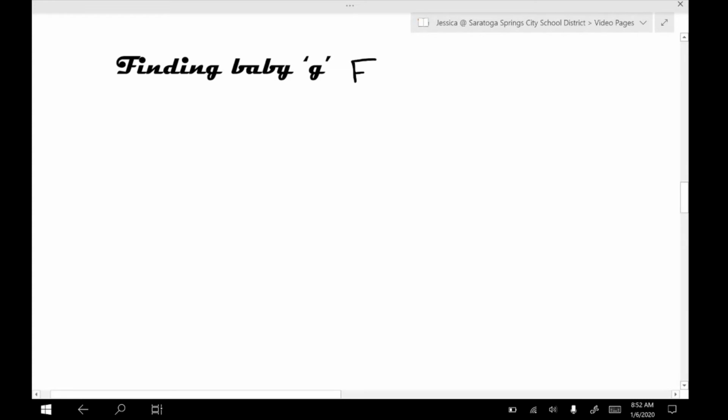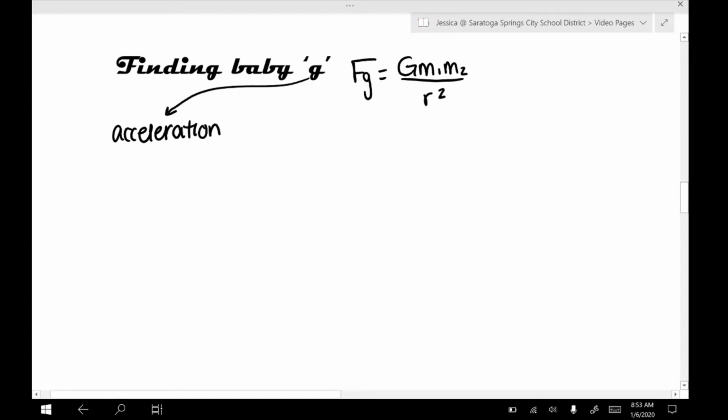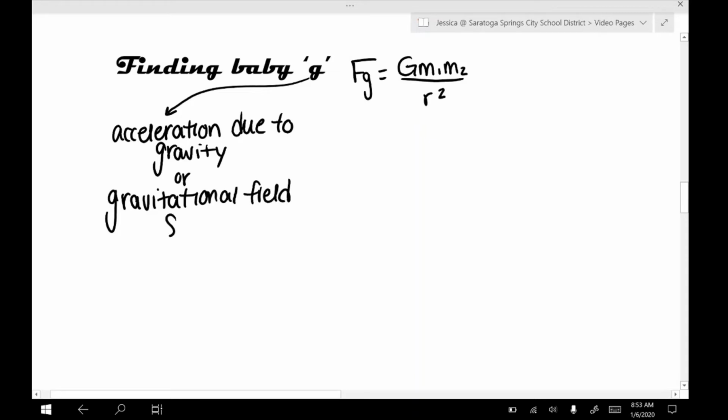All right, so now let's talk about finding baby g. Like I said, we use this new force of gravity equation when we don't know either the acceleration due to gravity, oops, that's not g squared, or the gravitational field strength. So remember, g means acceleration due to gravity or gravitational field strength. They mean the same thing. They are the same variable. You calculate them in the same way. It's just two different names.